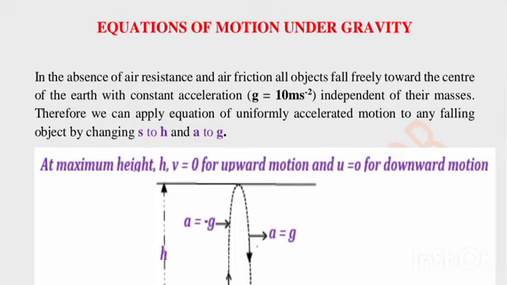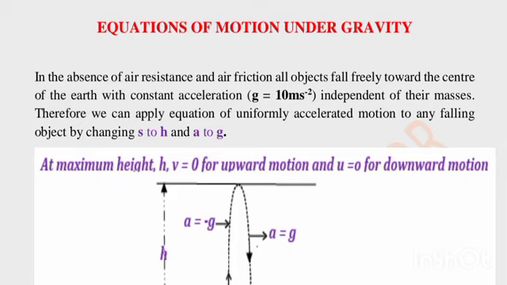Today let's consider equations of motion under gravity. What is motion under gravity? That is when an object is moving either vertically upward or vertically downward under the influence of gravity. And in the absence of air resistance, all objects fall freely towards the center of Earth with constant acceleration, which is acceleration due to gravity. And the value of this acceleration due to gravity on Earth is approximately 10 meters per second squared.